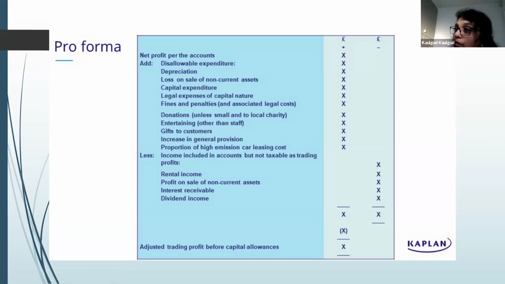I will cover that in one of the lessons. That needs more time to be taught, so I will do a capital allowances session as well. Adjusted trading profit before capital allowances, and based on all that, the end figure, you are taxed on that. So the company's profits are taxed on the basis of that, not on the basis of what you see on the statement of financial position. So this is the end of my PowerPoint. Now I'm going to show you the question.